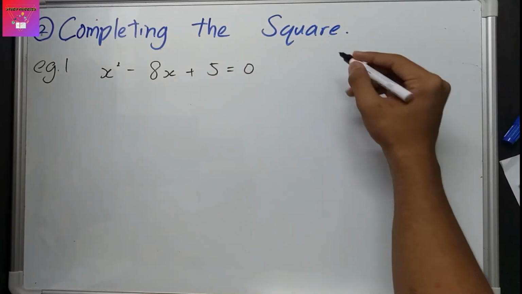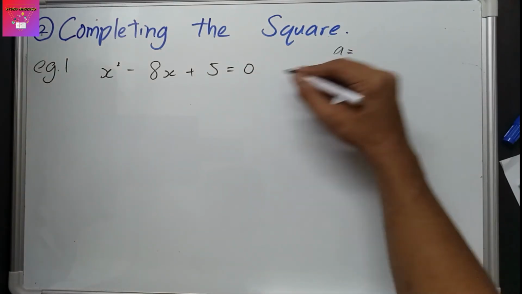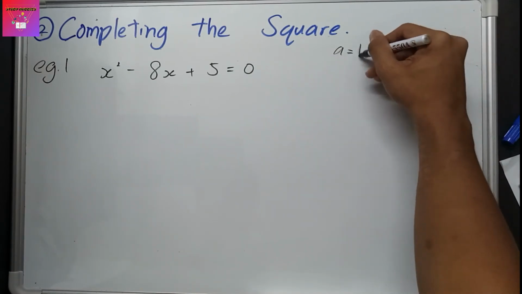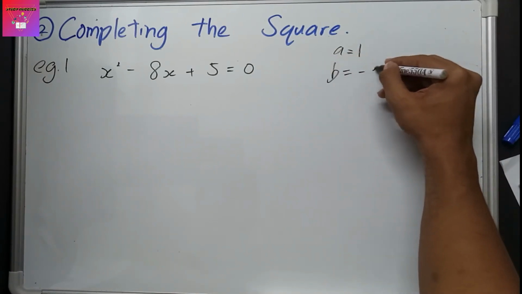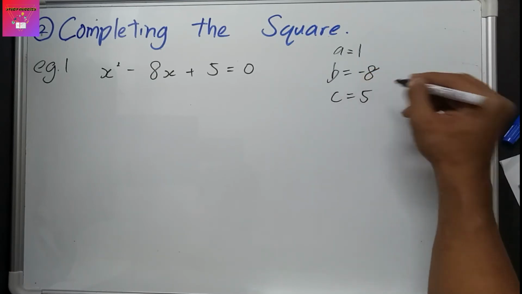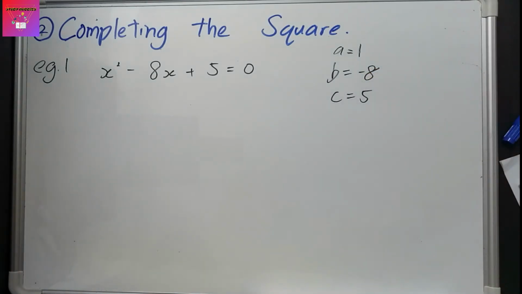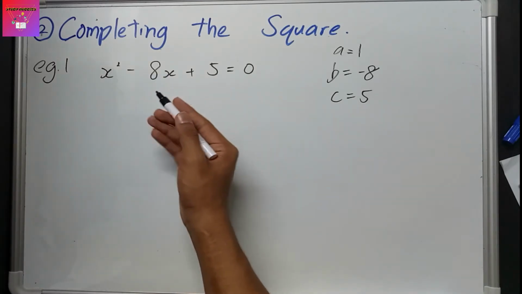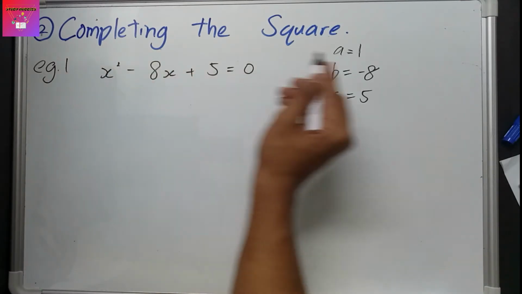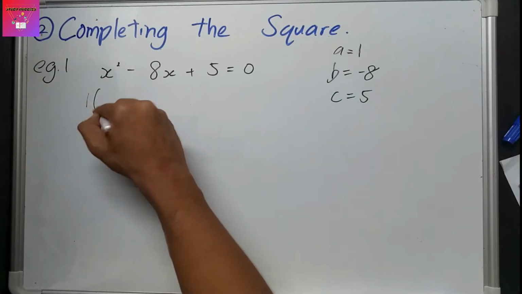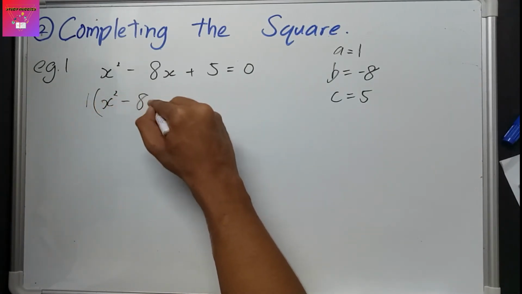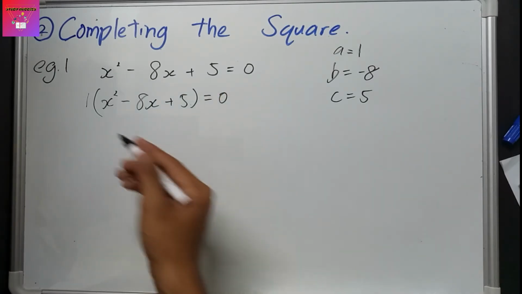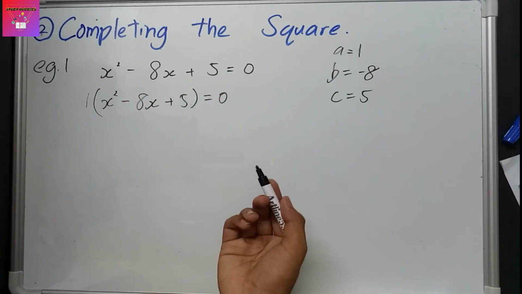So before I go into the question, I think it would be better to identify the a, b and c respectively. So a for this case is 1, b is -8, and c is equal to 5. So how do we solve this question? First, as I said before, when you complete the square, you have to remove the a. But for this case, since it's 1, generally it's going to bring you to the same place, which is x square minus 8x plus 5.